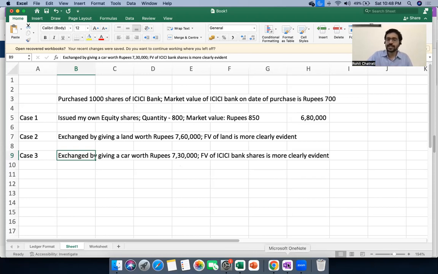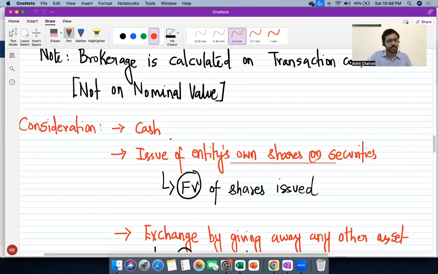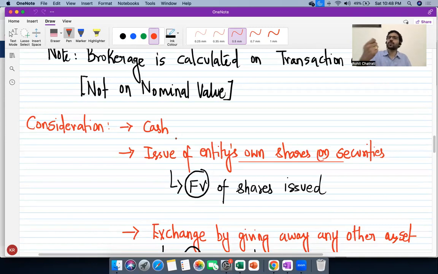All right. So quickly summarizing, if the consideration is in the form of cash, the question is clear. Whatever is the cash outflow, including the brokerage cost, including any stamp duty and fees, you capitalize it. You include it in the value of investment. When I utter the word capitalize, what I mean is you show it on the balance sheet in the investment value itself, and you do not take it to the P&L account.